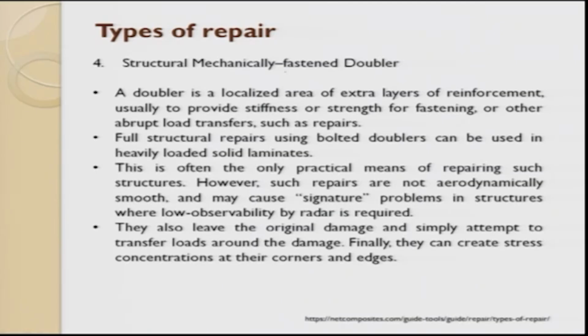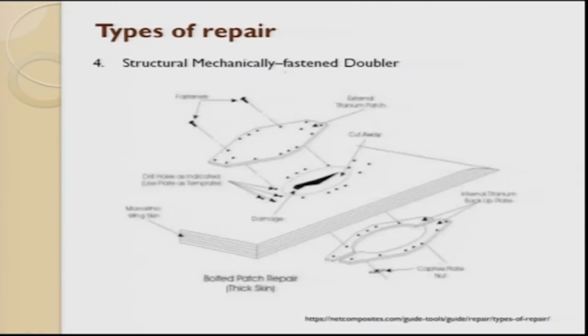Then structurally mechanical fastened doublers. So, these are the doublers. So, here what we do is we try to have a bolted patch repair. So, here we make small holes, okay, and then we try to put a patch or a steel plate or something. So, this will have several holes. So, this patch is just put taking away the damaged area. This is a cutaway. So, then this is given on the top, there is a plate on the top, then we fasten these two, so that we try to have a very good strength. So, this is called a bolted patch repair.